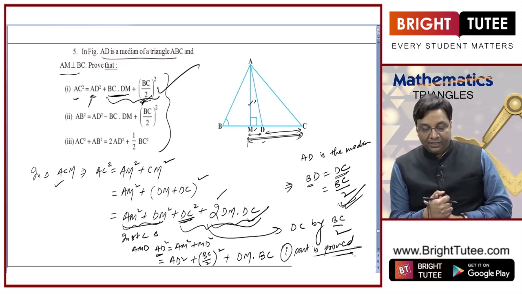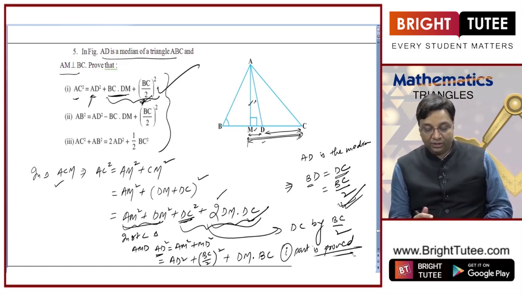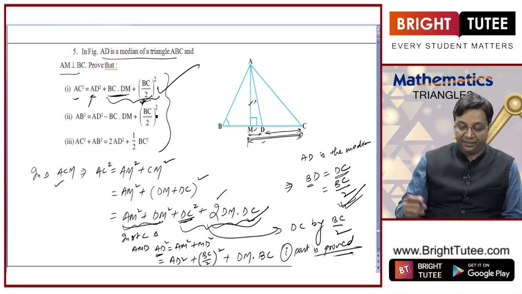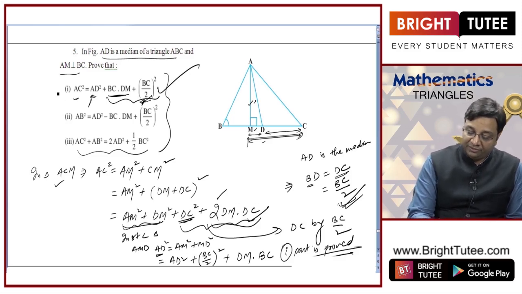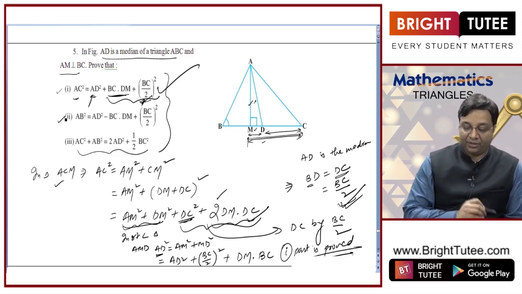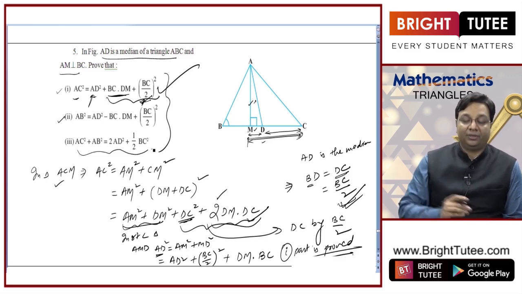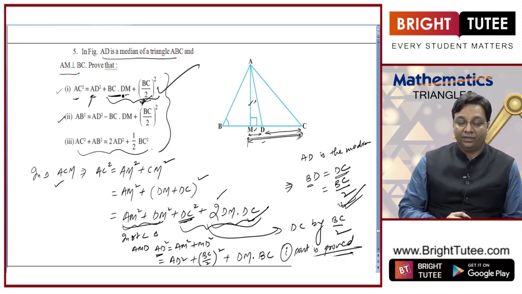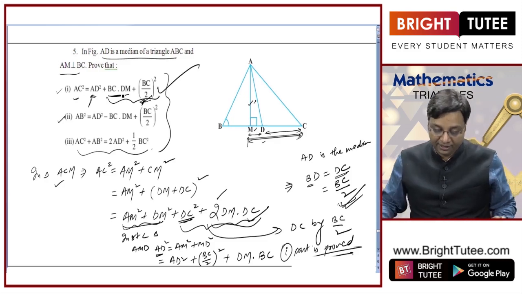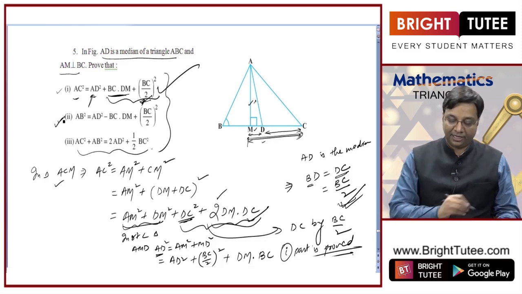And similarly, I'll go for the second part, and then for the third part, I don't have to do anything extra, because if you notice, if I add first part and second part's result, I'll get the third part, because BC into DM is getting cancelled. So let's go for this second part.